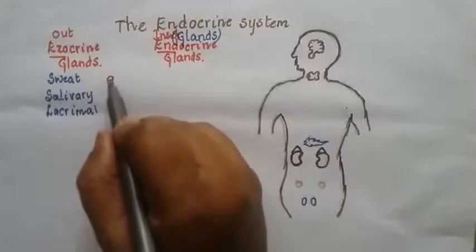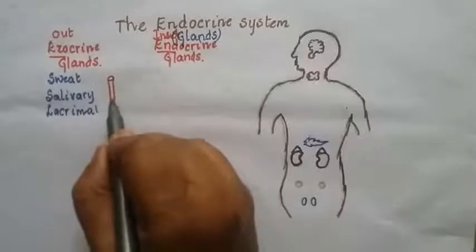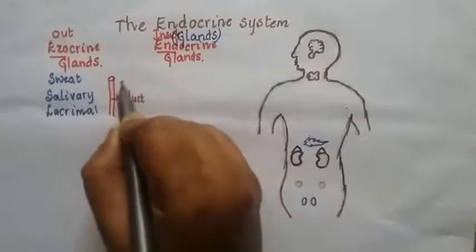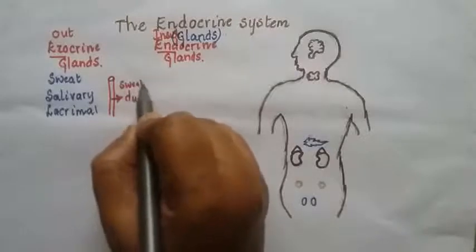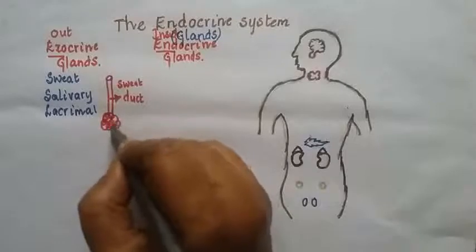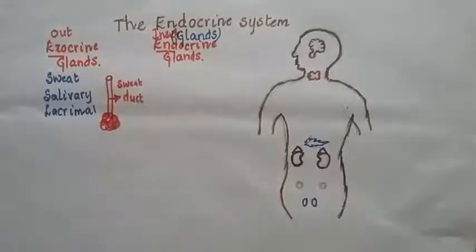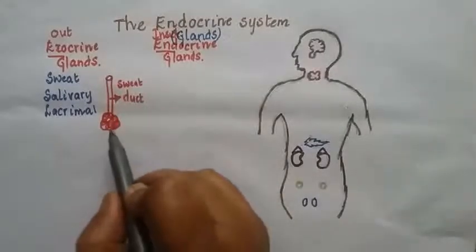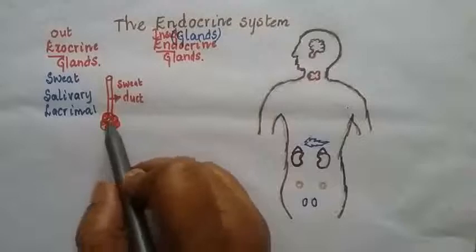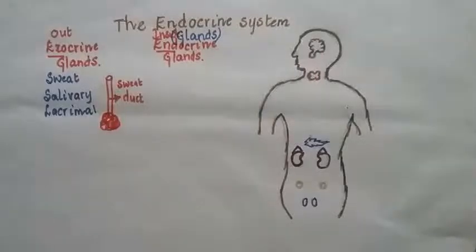So just below the sweat pore we find a duct. What do we call it? A sweat duct. So in the dermis of the skin we find the highly coiled structure, that is a secretory part which secretes the sweat. Right? How about the salivary glands?